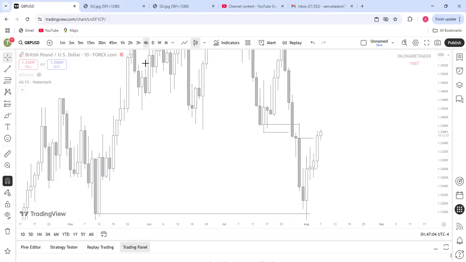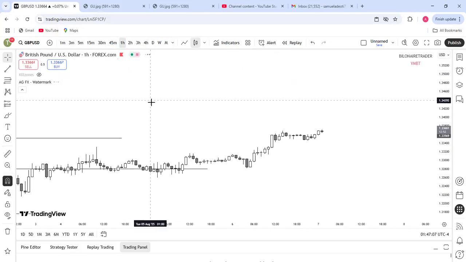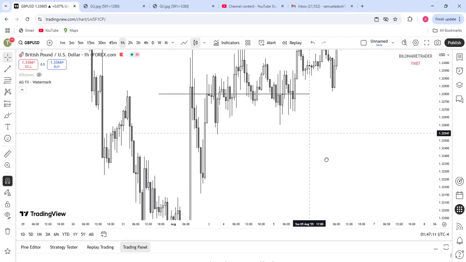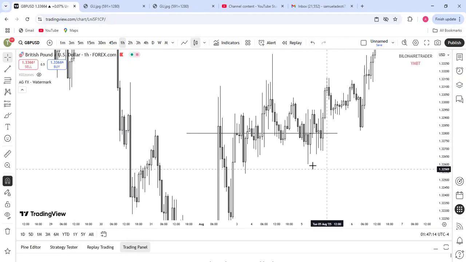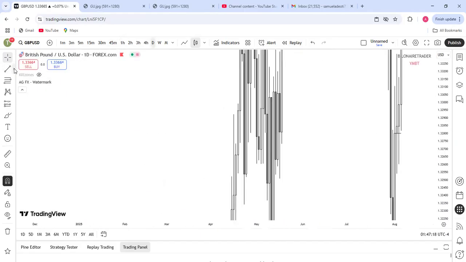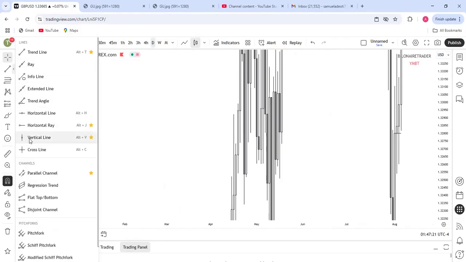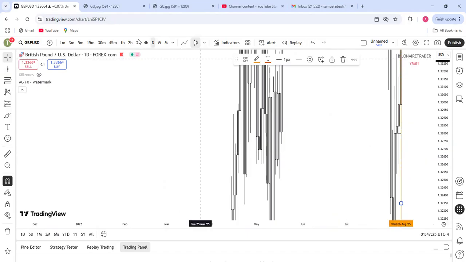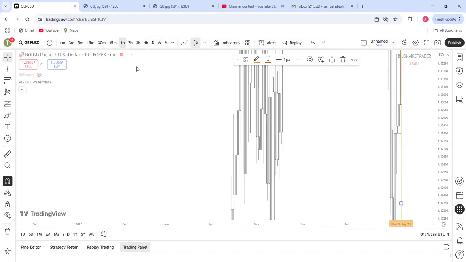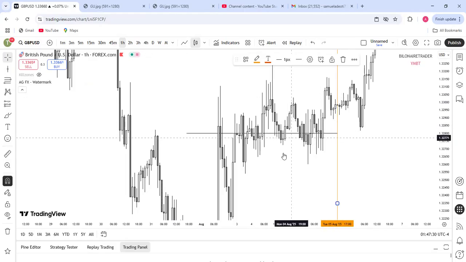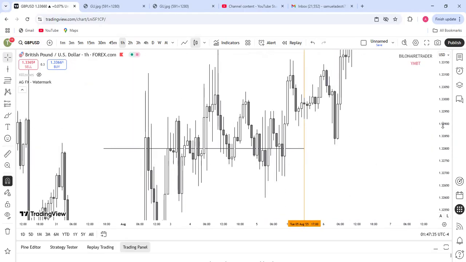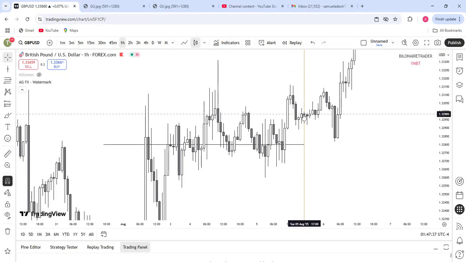So I scaled down to the 1 hour. Let's see. So that was a Wednesday trade, right? Let me go back to the daily and let's mark it. Yes, here was Wednesday. That was a Wednesday trade, right? Wednesday started from here, right?